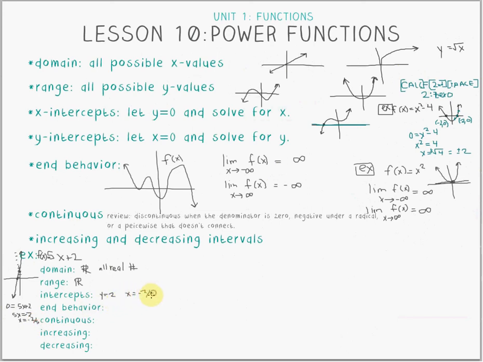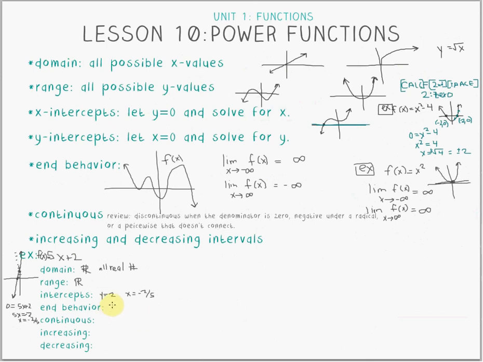Now what's nice about knowing a lot of this information is it makes it really easy to sketch the graph without a calculator. Because if we know it's a linear function and we know that it goes through 2 and it goes through negative 2/5, you can plot those 2 points and put the line through it and you automatically have a graph.